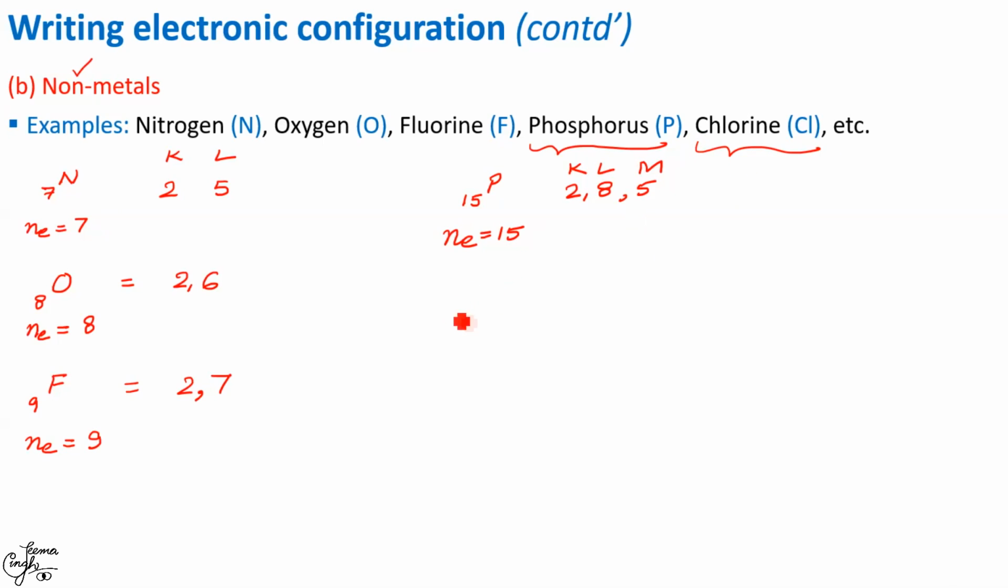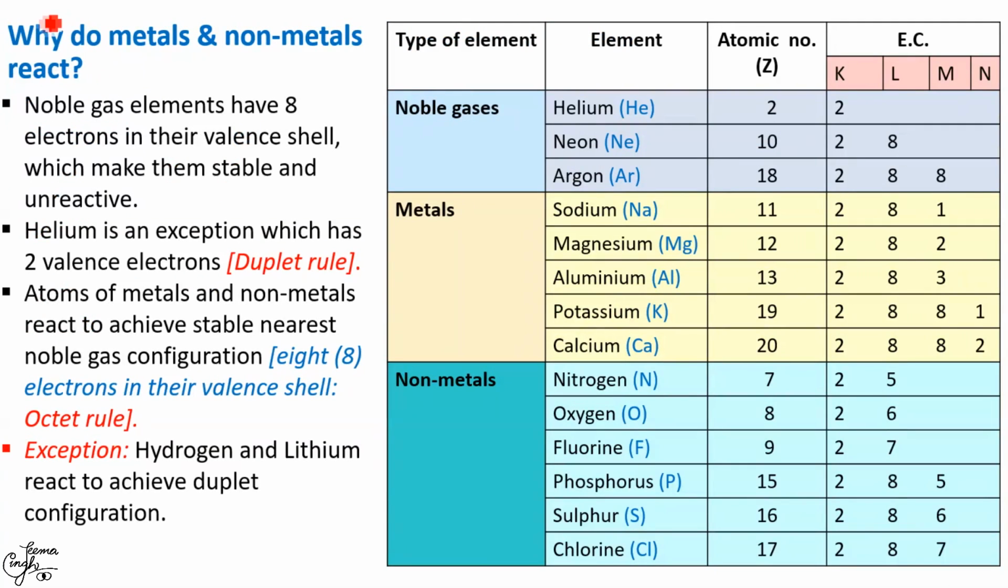Finally, we have chlorine. For chlorine, the atomic number is 17. Number of electrons is equal to 17, and the electronic configuration becomes 2, 8, 7. 2, 8, 7 is the electronic configuration of chlorine. Now that we have become familiar with writing electronic configuration for metals, non-metals and noble gases, let us come back to our question. Why do metals and non-metals react?